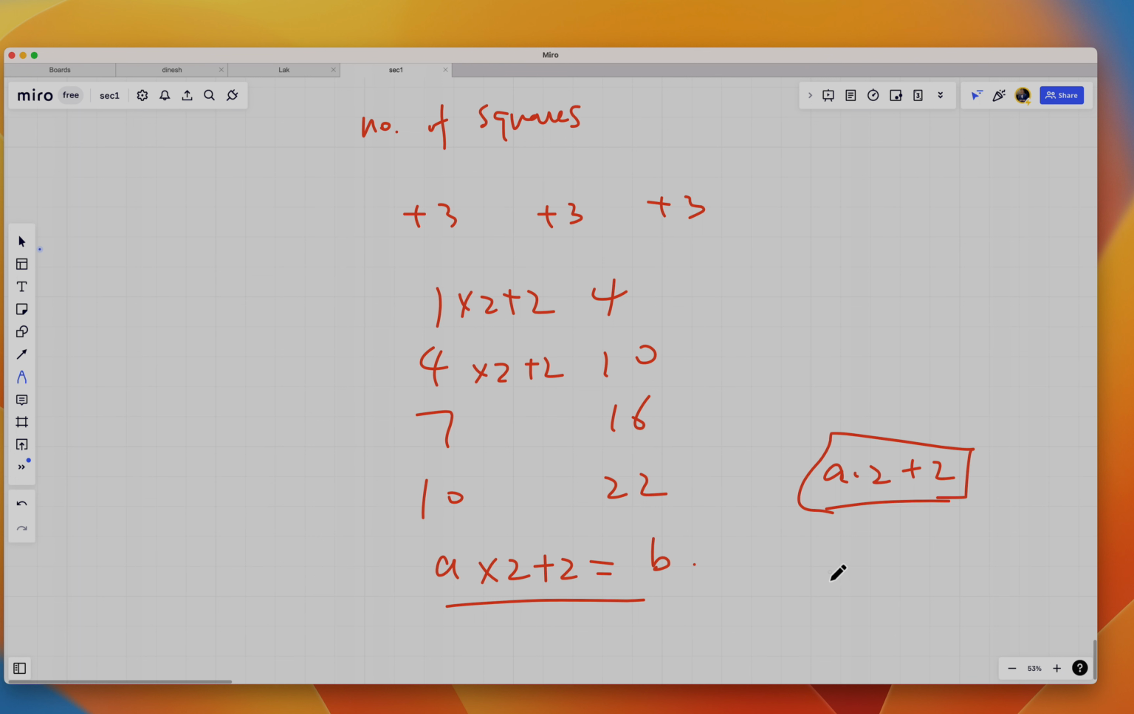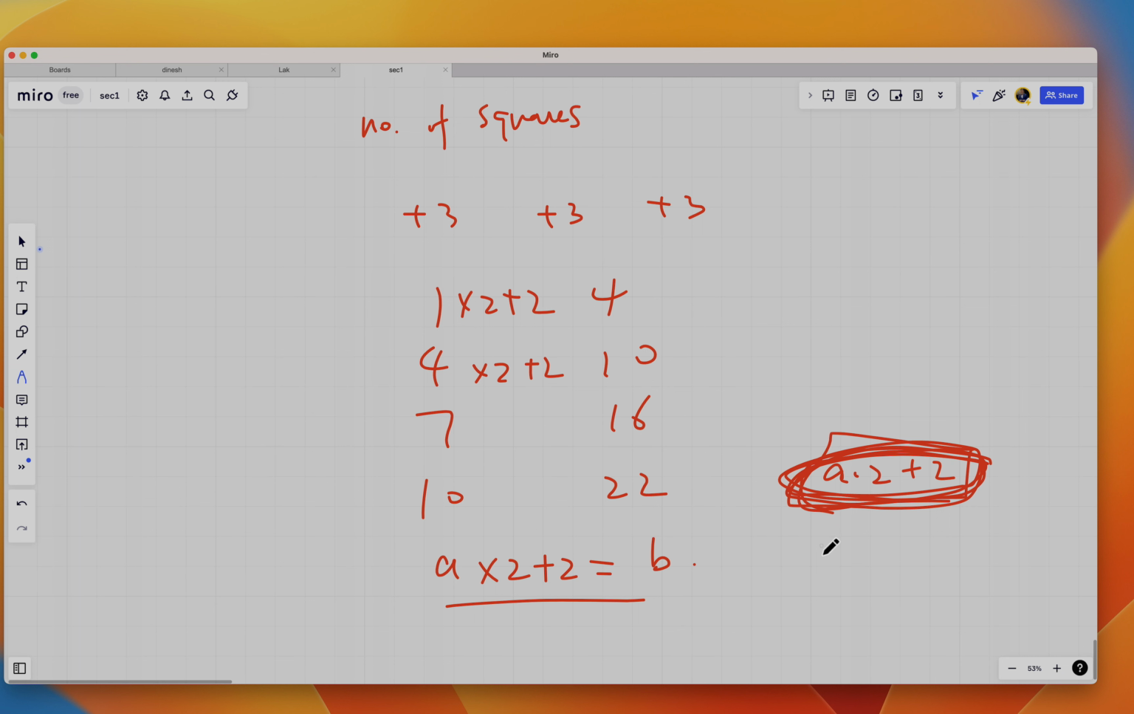You divide by 2, because an even number can be divided. No, I asked you, what do you want to do given this? Use an odd number and try to solve it with this. When you look at this, what's your first thought? A times 2 plus 2. Inside is all even numbers. No, don't think about even numbers first. If I give you A times 2 plus 2, what is your first thought?